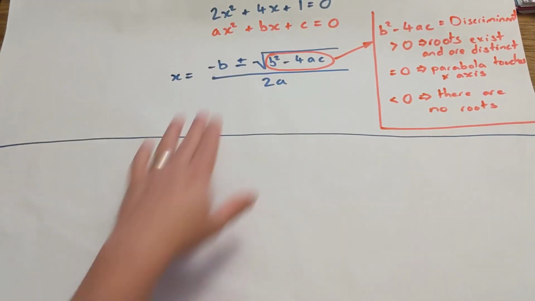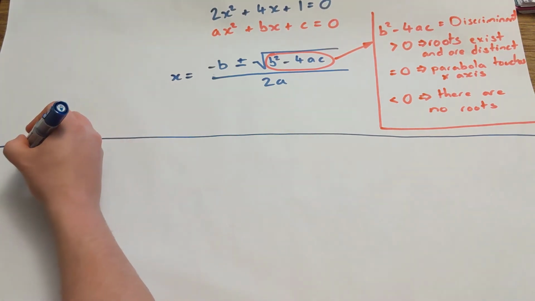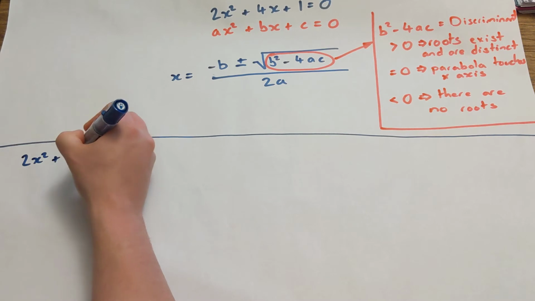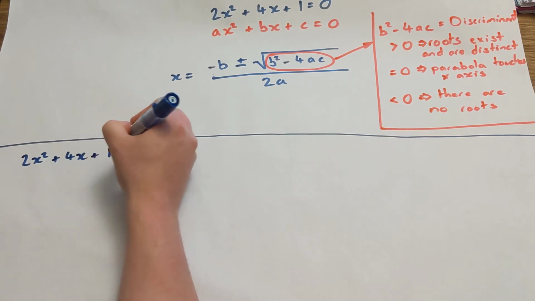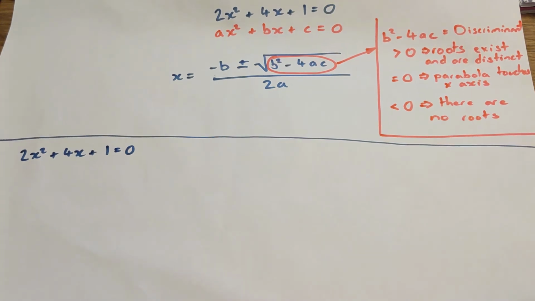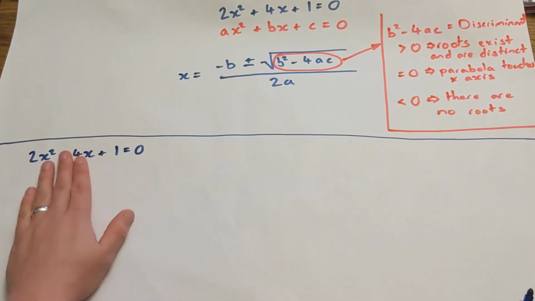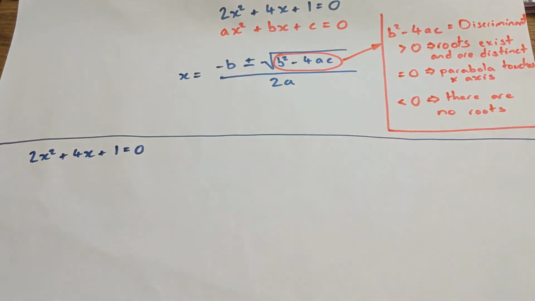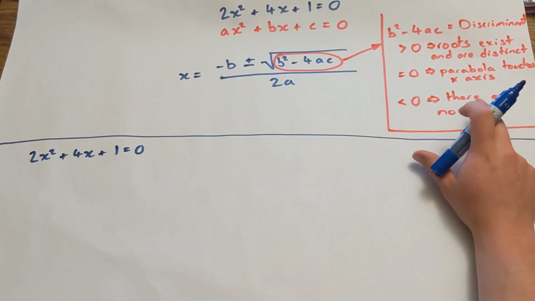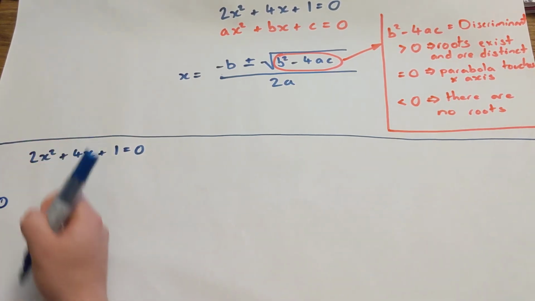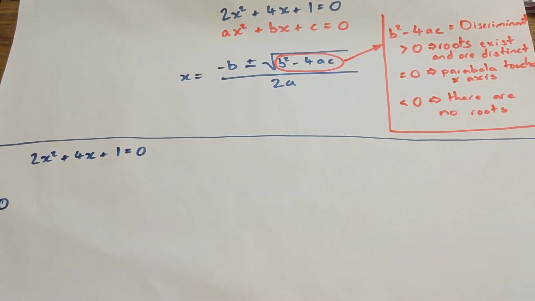Okay, so we're going to be looking at 2x squared plus 4x plus 1 equals 0. Now your first step, once you've worked out that you need to use your quadratic formula, the first thing you want to do is work out the discriminant. Okay, so for step 1, can we see that? Just about, just move it over a touch.